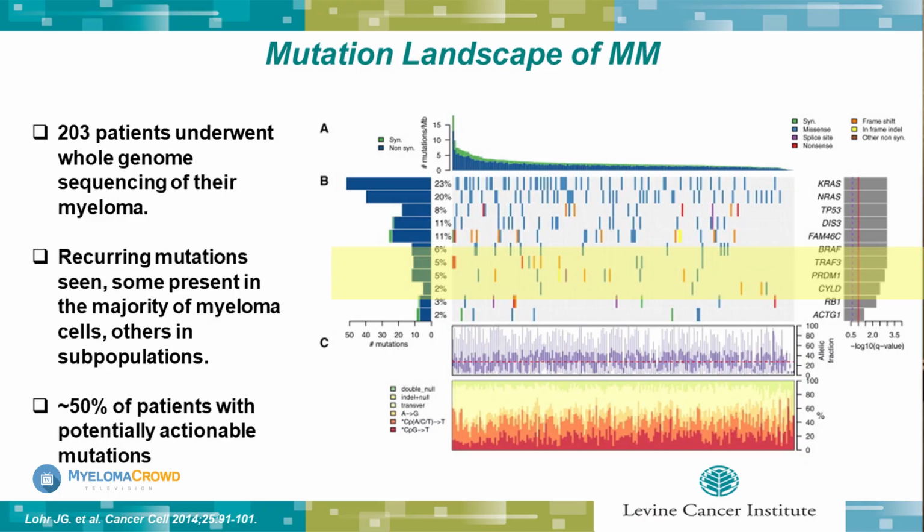The question is how can you develop tailored therapy for these groups? Well, as it turns out, NRAS, KRAS, and BRAF are all part of the same signaling pathway, so you could potentially employ the same type of therapy for patients that harbor those specific abnormalities. Similarly, inactivation of TRAF3 and CYLD leads to activation of NF-kappa B, which is known to be important in myeloma pathogenesis. So if you could develop an NF-kappa B inhibitor, those patients might potentially benefit. About 50% of patients who have this type of testing have potentially actionable mutations, and I think that that's important to recognize.